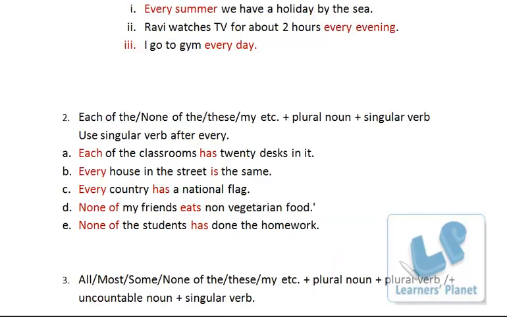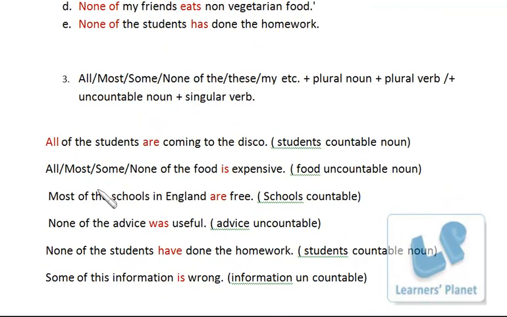Verbs, I'm sorry. Next is all, most, some, none of these, none of the: plural noun plus plural verb, or uncountable noun plus singular verb. Right? If plural noun is there, plural verb will be there. If uncountable noun is there, singular verb will be there. Right? Just read the sentences. All of the students are coming to the disco. Right? Students, countable noun. That's why we are using plural verb. All of the students are coming to the disco.